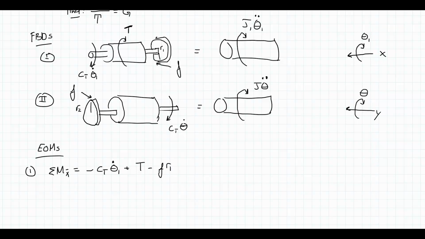So two moments and one force that creates a moment around the x-axis on the left picture equals, and then I have my inertia, my J1 theta 1 double dot.